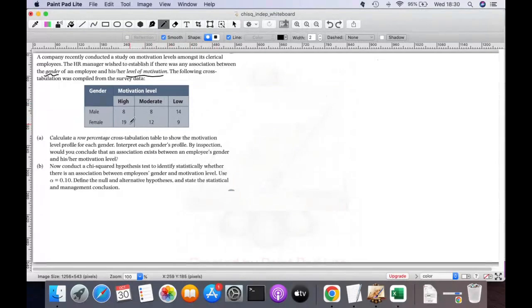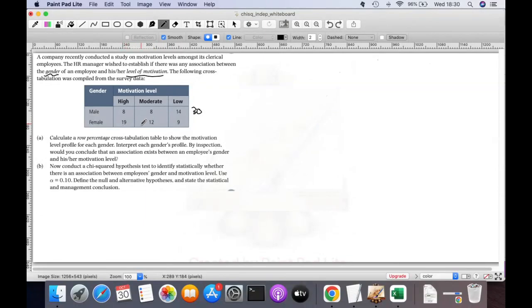So what you captured in this table here is you've got males, so you have 8. In total, you have 8 males that are highly motivated, 8 males that are moderately motivated, and 14 that have a low level of motivation. So if you add it all up, you should have about 30 males. 8 plus 8 is 16, plus 14 is 30. So the total here is 30. That's how many males you have. For females, you have about 21.